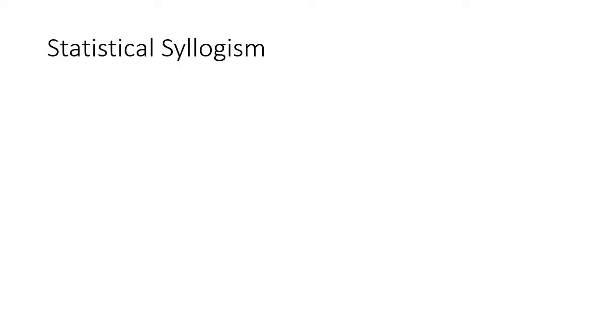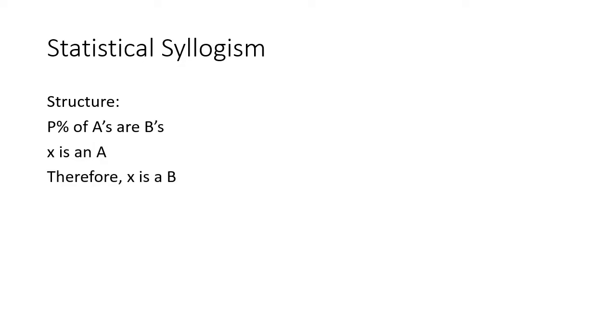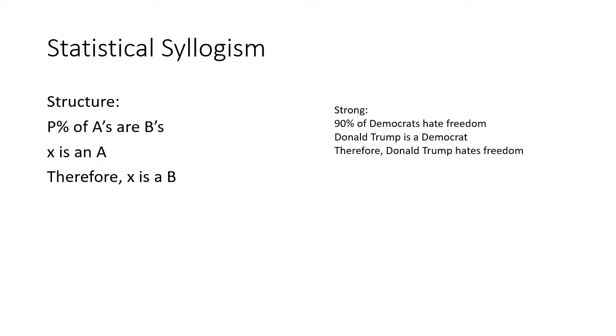Okay, statistical syllogism. This one's probably one of the easier ones. Structure-wise, most statistical syllogisms start with a statistic. This is the general premise I was talking about earlier: some percent of A's are B's. Then you go on to say that some individual X is a member of A, and then the conclusion is that X is a B.